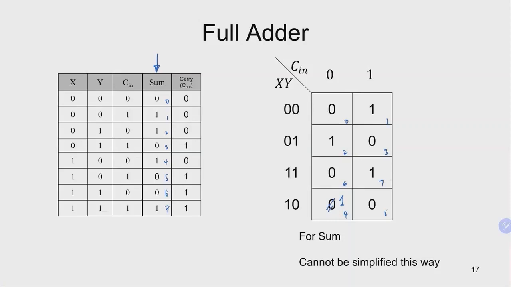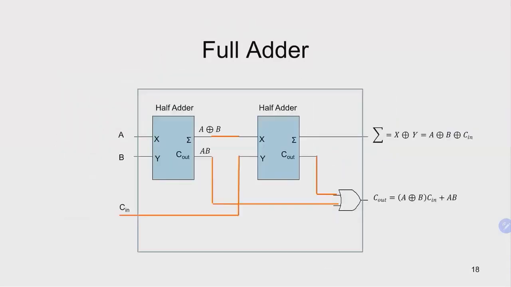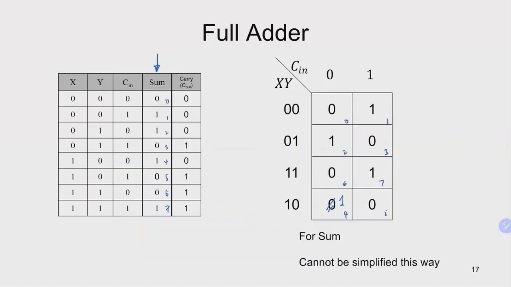Okay, so our sum K-map is 0, 1, 1, 0, 1, 0, 0, 1. In this K-map, you can't draw any group of 1s. Okay, so the 1s are all over the place, and you can't actually group them. So you cannot simplify this function. Okay, so this is the sum.